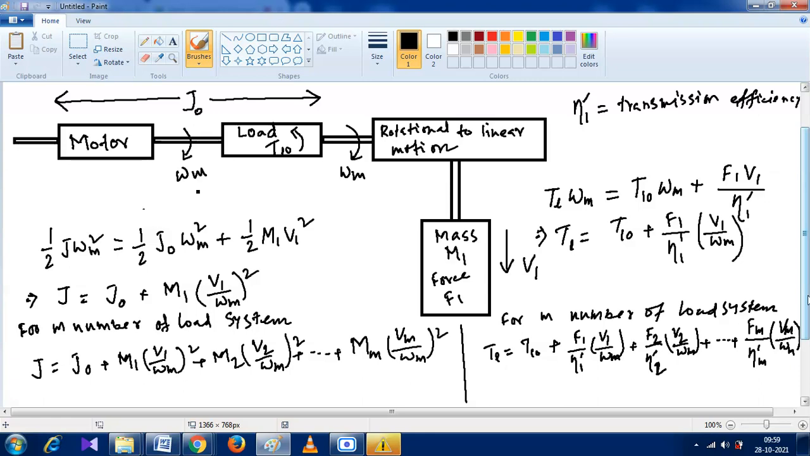Rahul Kumar, have you understood that? Yes, sir. Rahul Kumar, tell me what are the equivalent circuit parameters or drive parameters for any drive system?